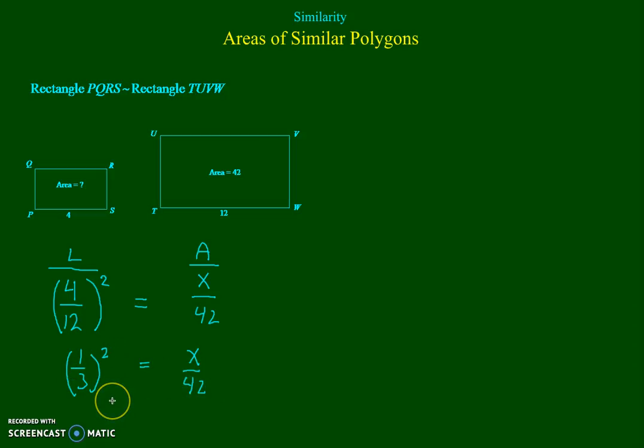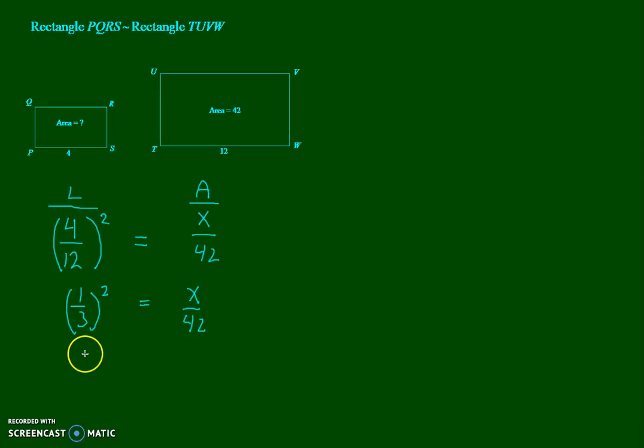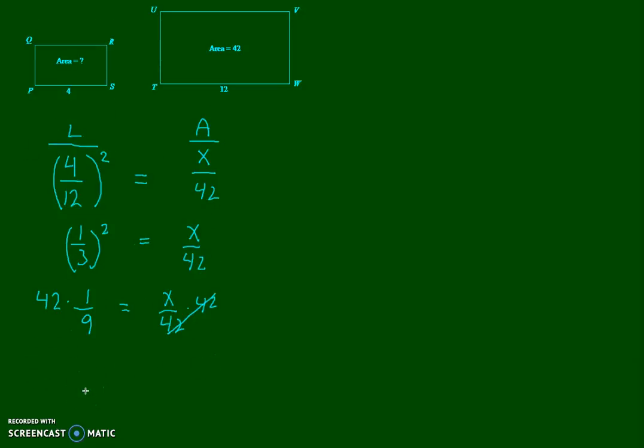1 squared is simply 1, and 3 squared is 9, and that equals X over 42. Now we multiply both sides by 42. That goes to 1. Multiply by 42, and we have 42 divided by 9 equals X. And that simplifies to 14/3 equals X, which is approximately equal to 4.66 repeating.